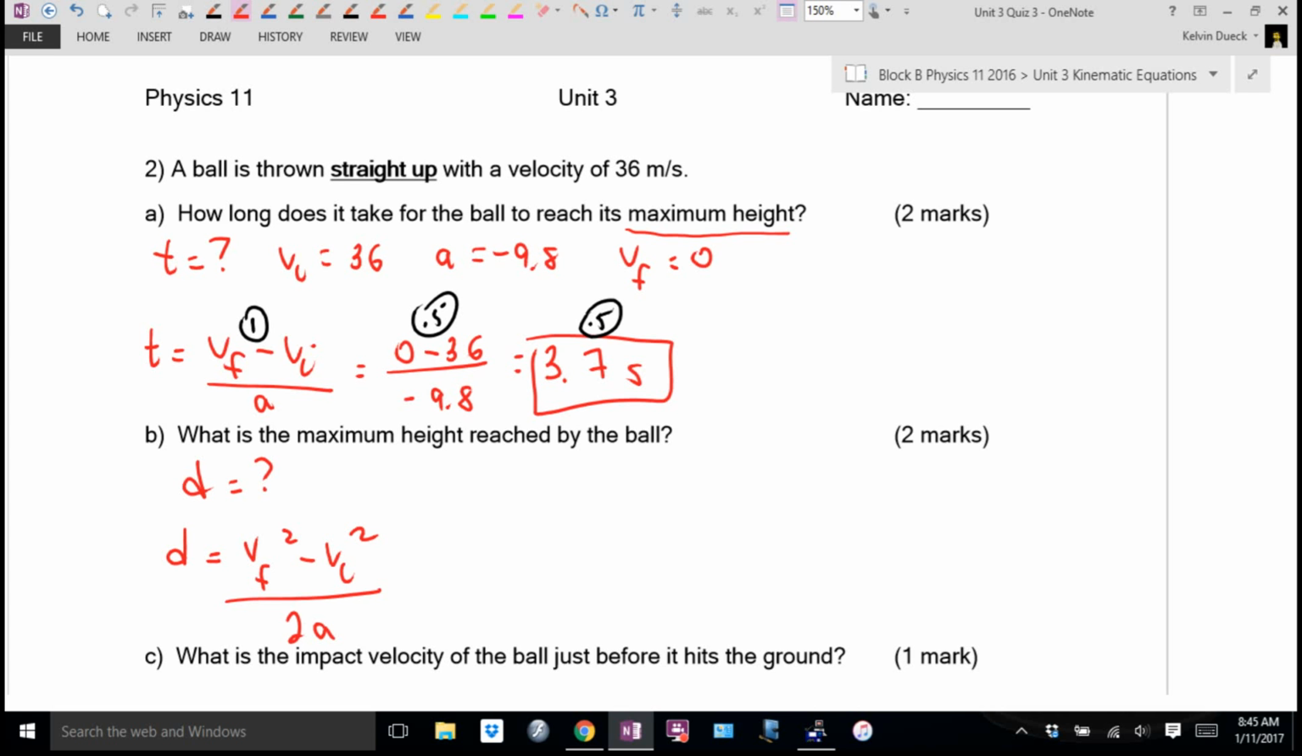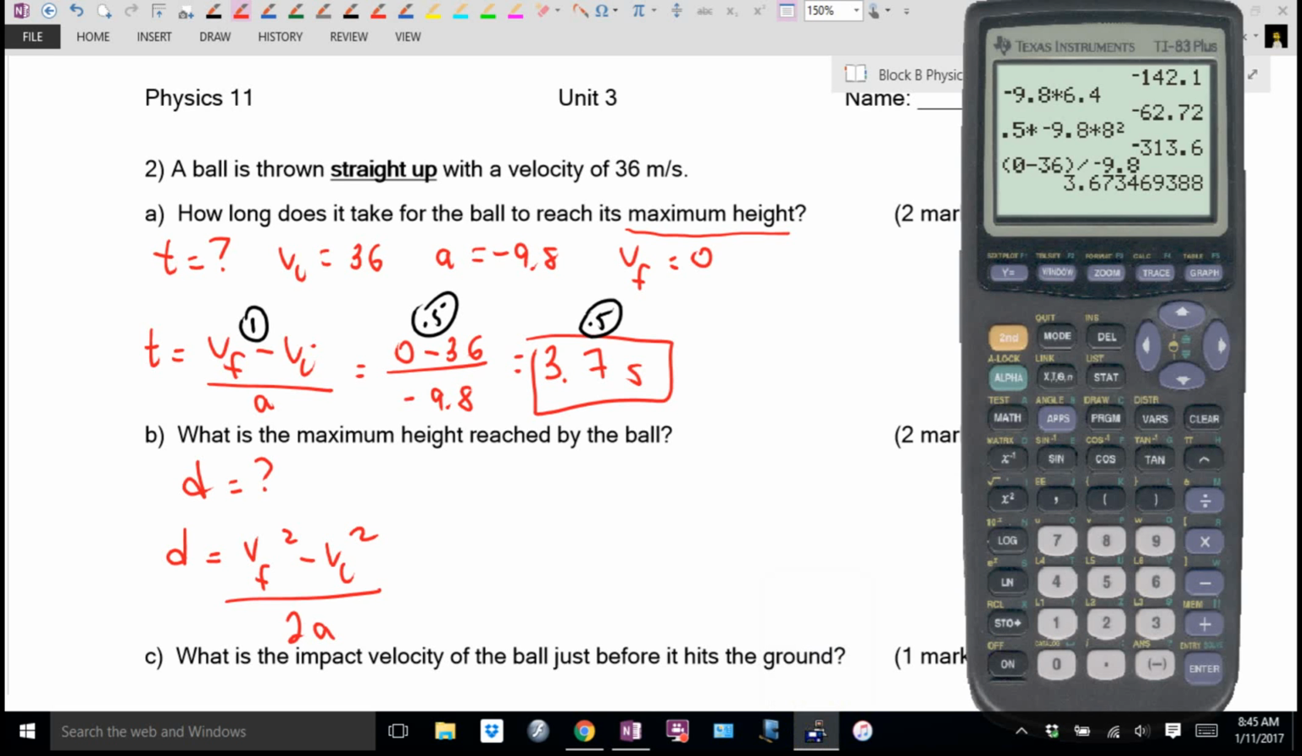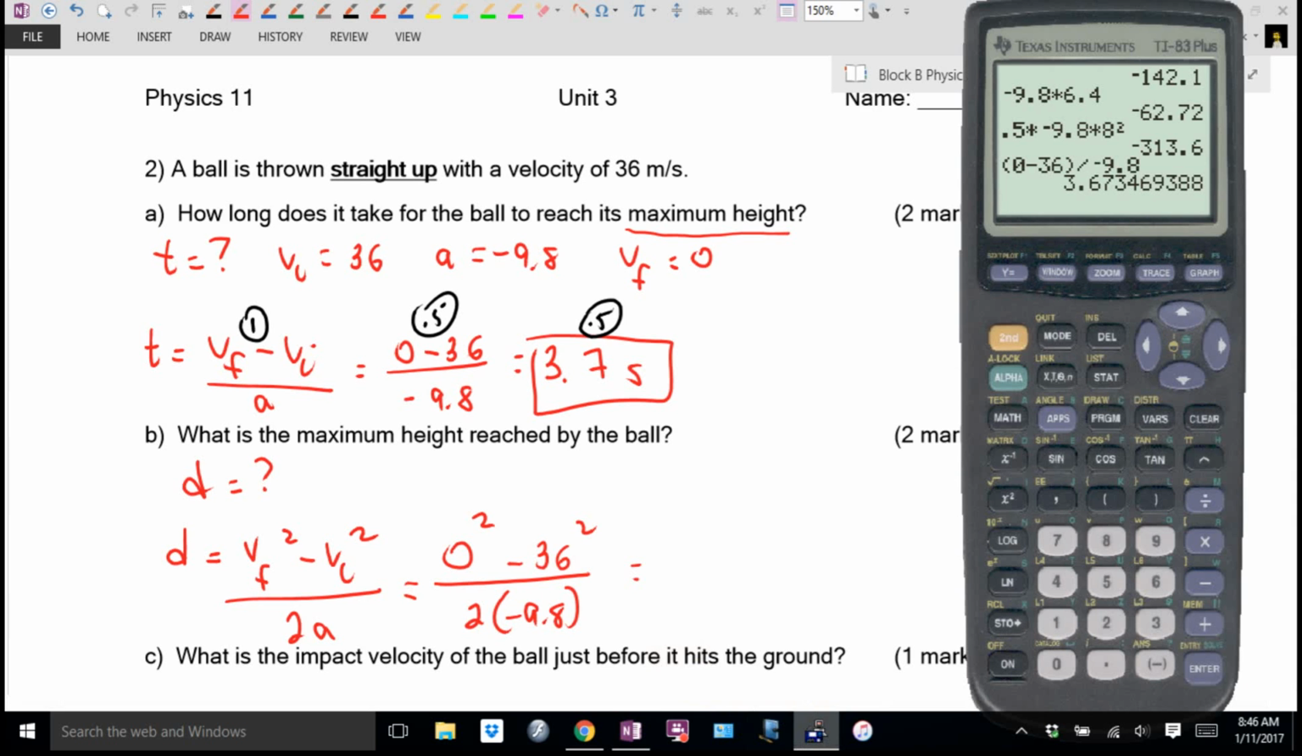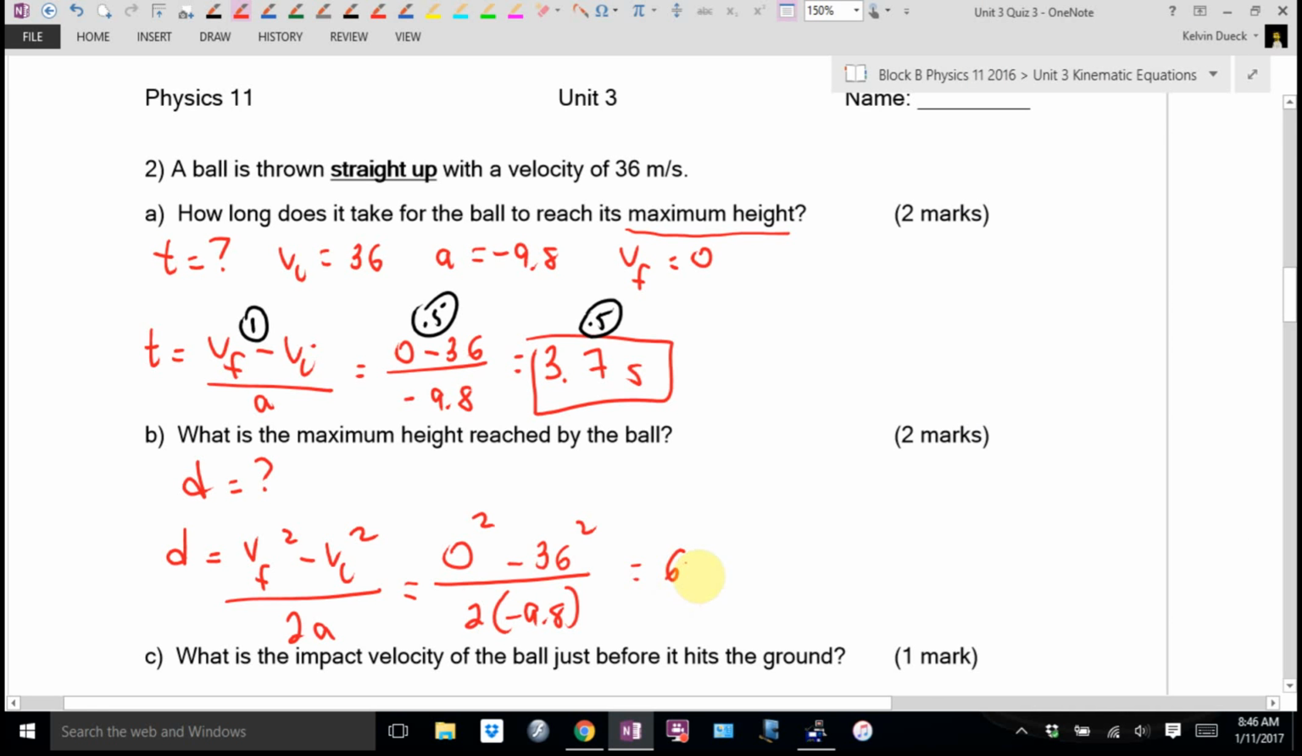The only thing I would say, though, is I would not use the 3.7. I would use my answer button for the T. So I would use the 3.6734693888... whatever the heck it all is. Anyways, here it's going to be 0 squared minus 36 squared all over 2 times negative 9.8. Again, make sure you know how to type these complicated fractions into your calculator. 0 squared minus 36 squared all over bracket 2 times negative 9.8. Do you get 66.1? I'll go 66 to 2 sig figs. Is that right? People nodding?